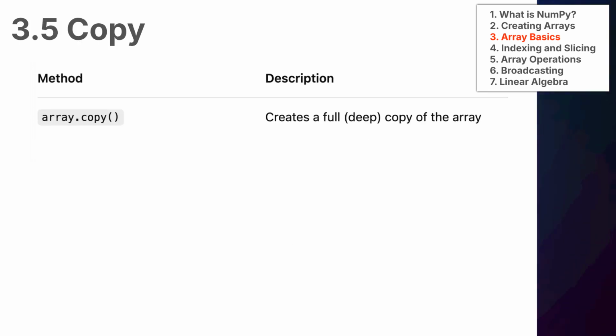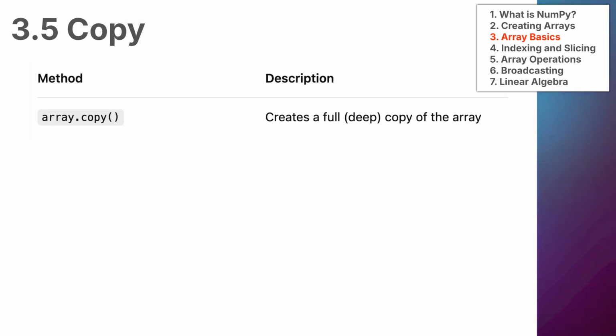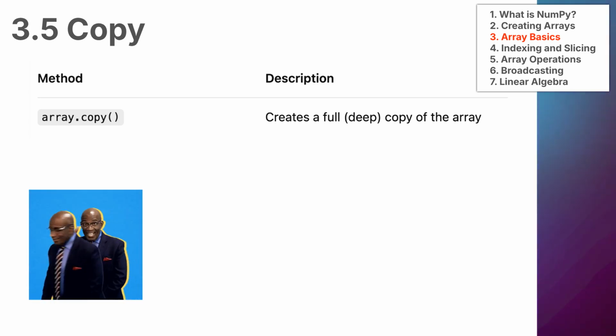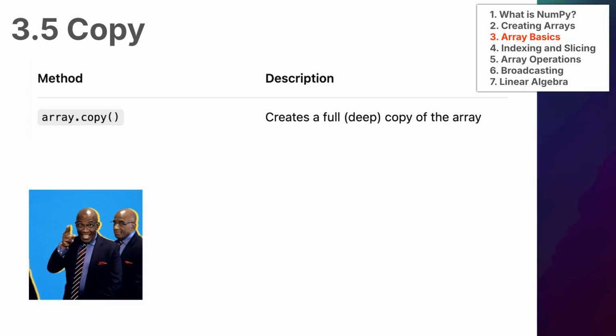Five, copy. Imagine you're working on an array and you want to tweak it, but you also want to keep the original version safe and untouched. That's when you reach for this method. This is like saying, give me an identical clone, but keep it separate.